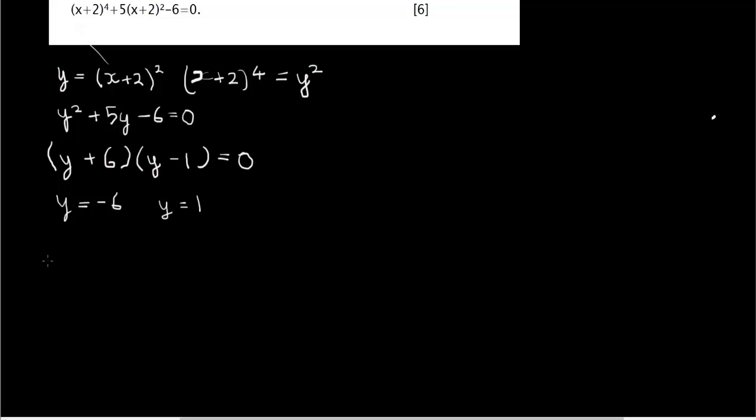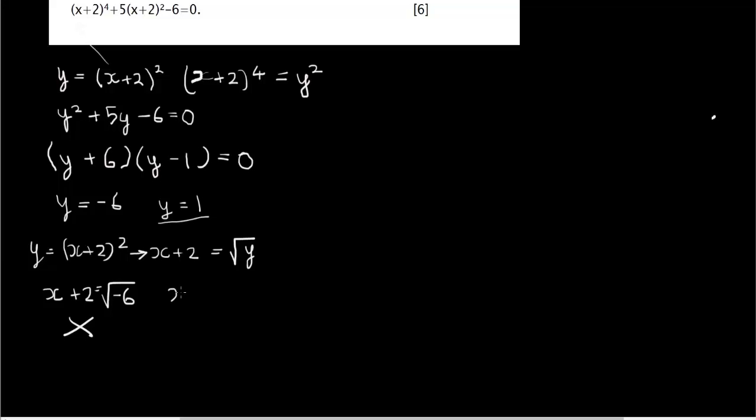Now we know for our substitution that y equals x plus 2 all squared, which leads us to x plus 2 is the square root of y. So if x plus 2 is the square root of y, we can say straight away if y equals minus 6, then x plus 2 equals the square root of minus 6, which we can't have. So it must be this root here. It must be that value of y. So we can say x plus 2 equals root 1.